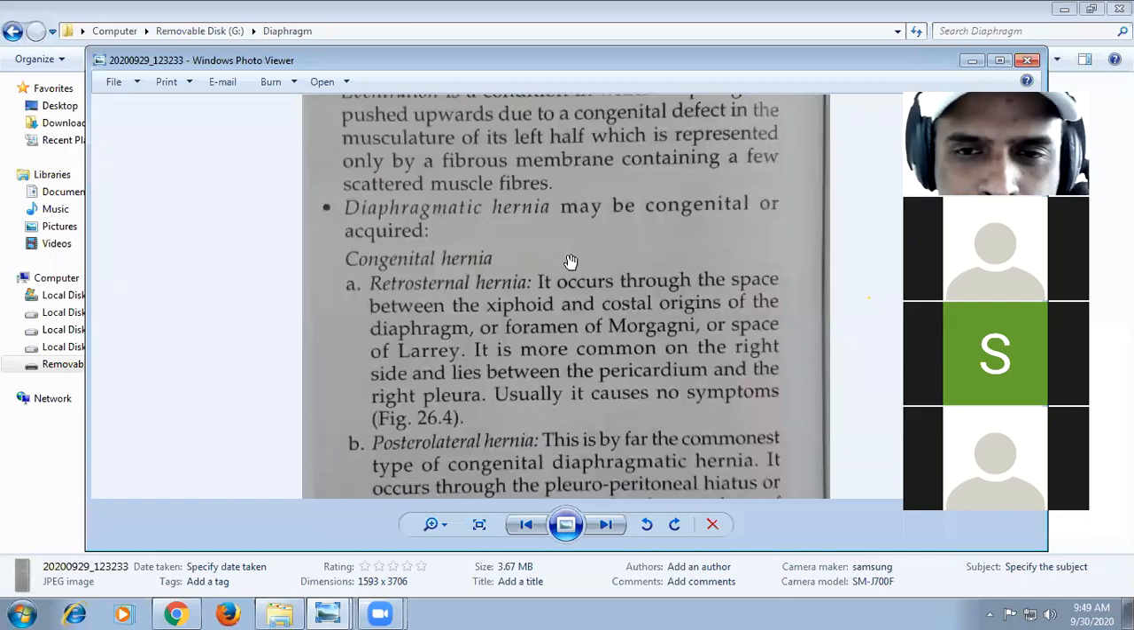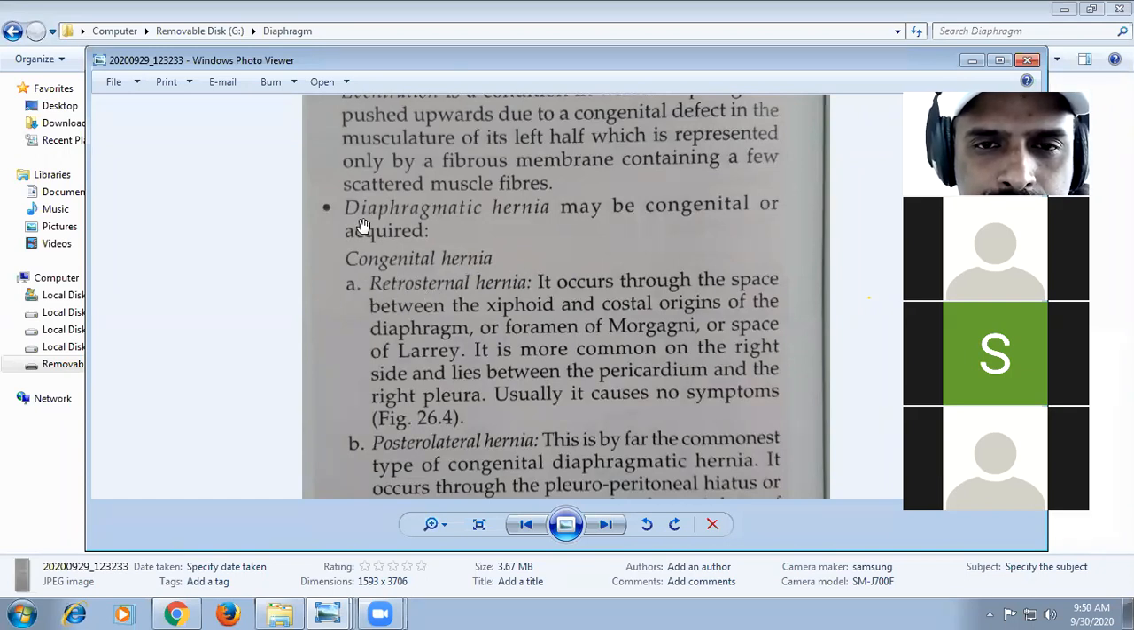It is an abnormal protrusion of the abdominal contents through the weakest part. It is either the anterior abdominal wall, or the diaphragm, or the posterior abdominal wall. So that you have to remember. Here we have the congenital hernia. Those names are given here, but that is not much important.